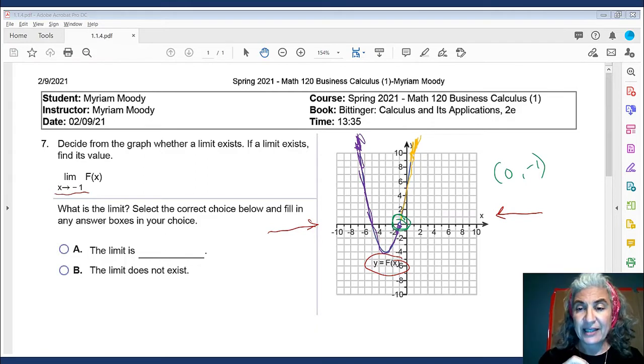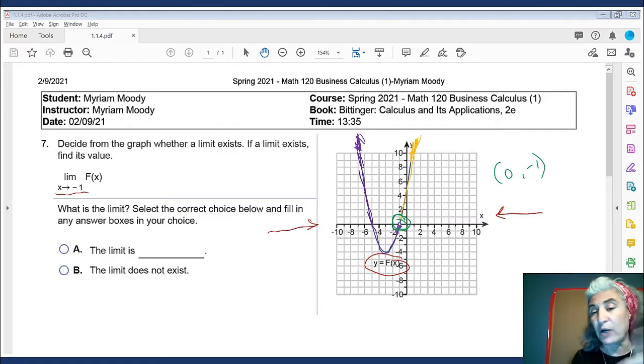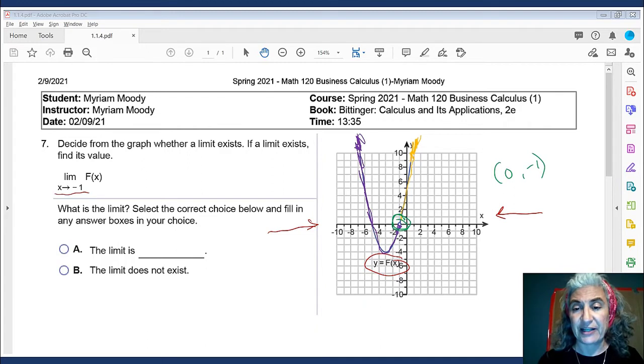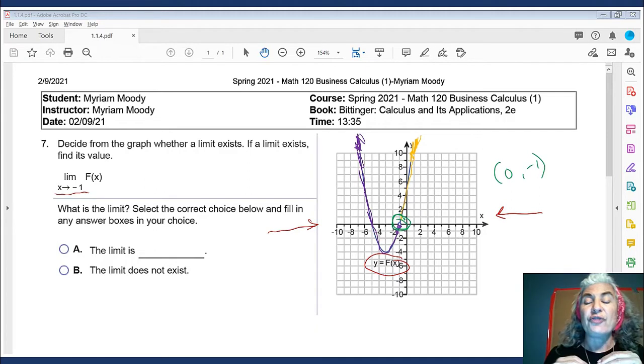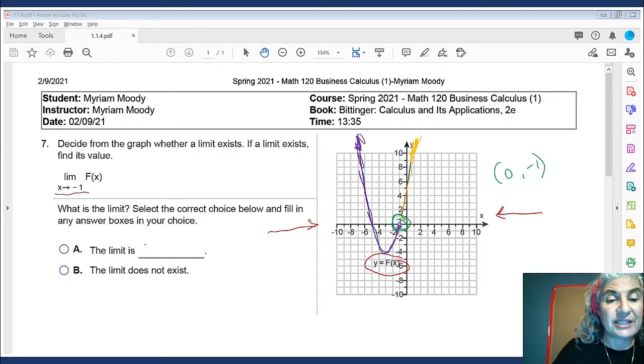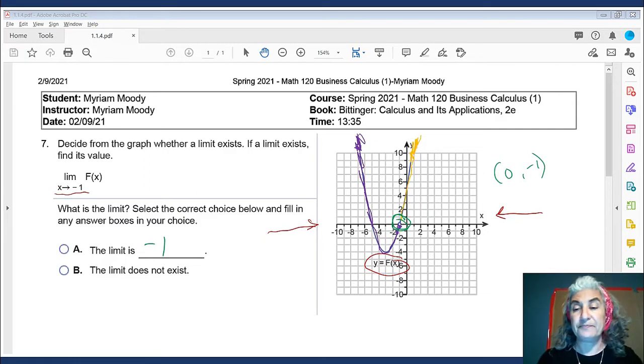It's not asking for what the y value is when x equals -1. I'm not working on x equals -1. I'm working on what is the y value as x approaches -1. As x approaches -1 from the left and the right, the y value they're approaching is -1. So the limit is -1.